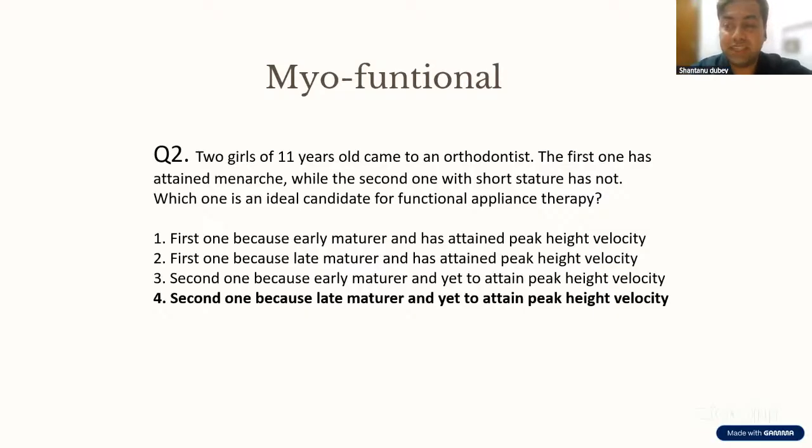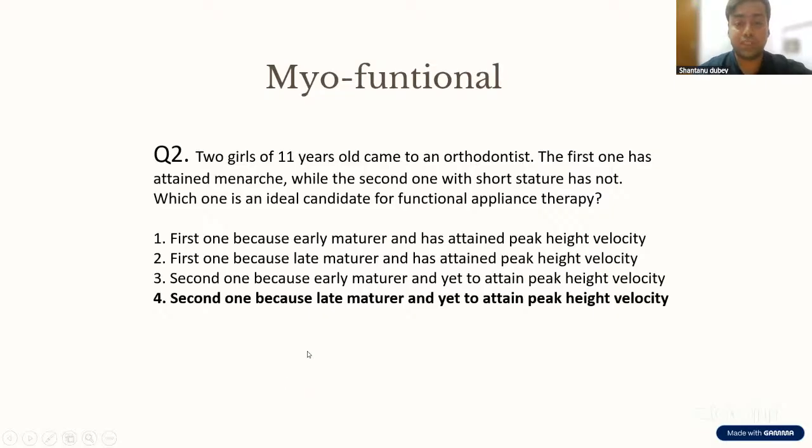Peak height velocity gives you a hint about the growth spurt. The person who has already attained peak height velocity has passed the growth spurt, or is at the growth spurt if the person is at peak height velocity. But "attained" means they have already passed the peak height velocity. So the first two options are out of the park, because we don't want to give a myofunctional appliance to a person who has already passed the growth spurt.